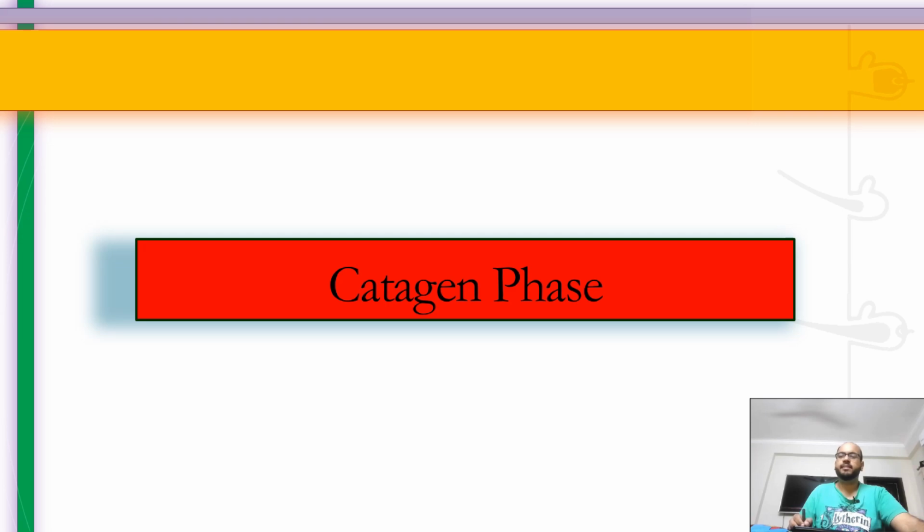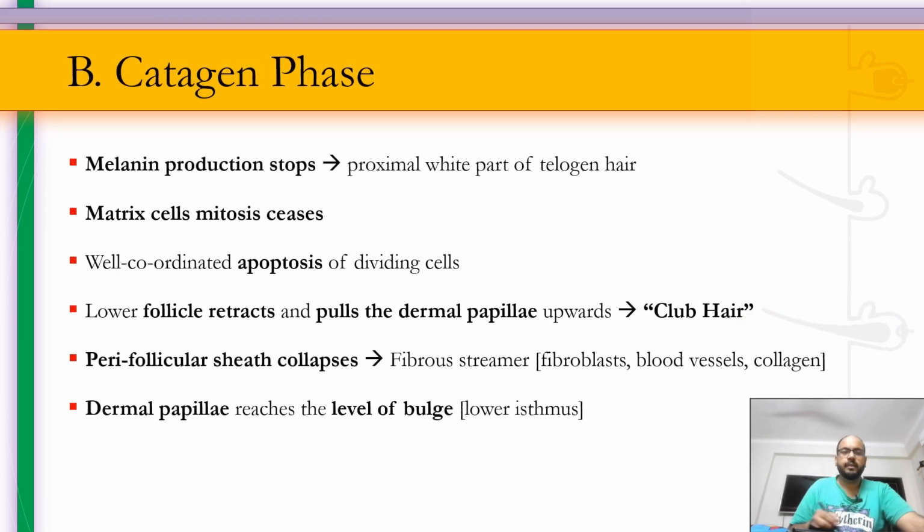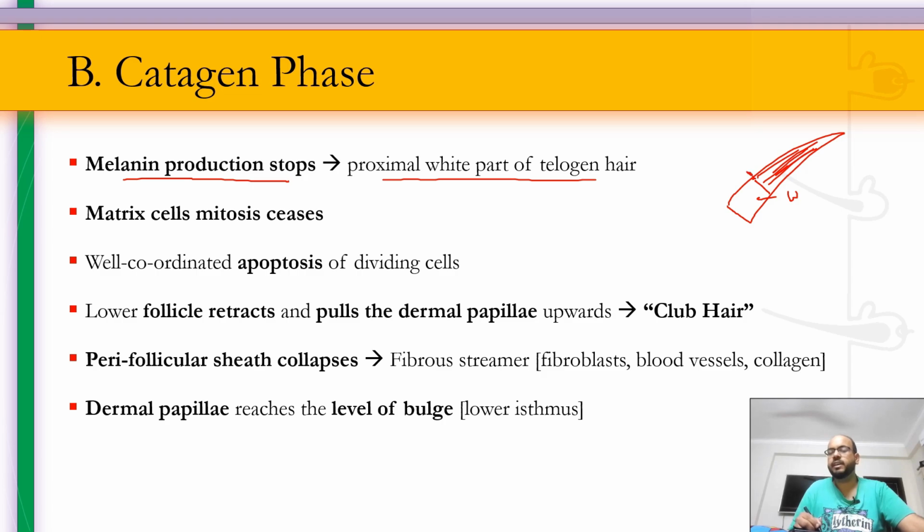After anagen phase, we'll enter catagen phase. So in catagen phase, everything that has happened in anagen phase will happen, but in reverse order. Okay. So melanin production will stop first, and you will have a proximal white part of telogen hair. So in telogen hair, you can see that this part is colored while this part is white. Why? Because melanin color formation has stopped when the hair has reached there. So the color production has stopped in catagen phase, because in catagen phase, all the processes that have been started in a growing hair will start to shut down.